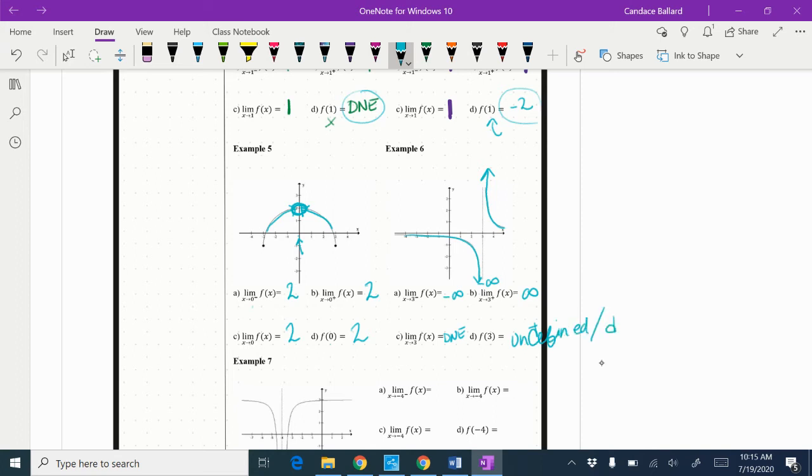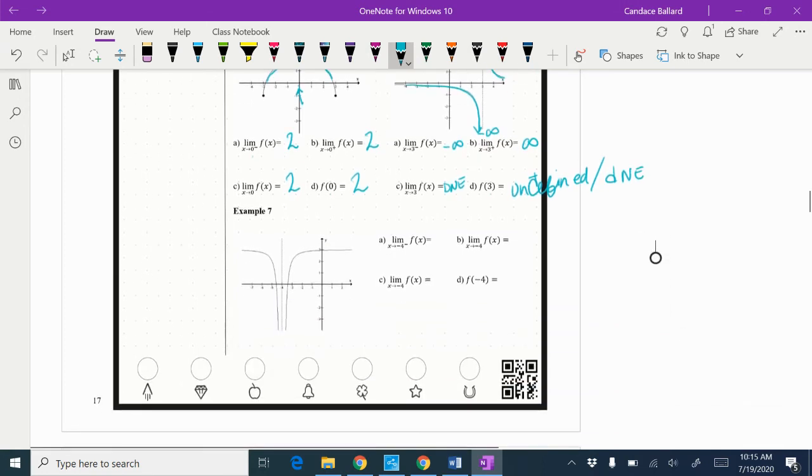Defined or does not exist. Okay, let's look at example 7. And if you want to pause and do one of these, do example 7 before I do it, that's fine. Go ahead and do that.